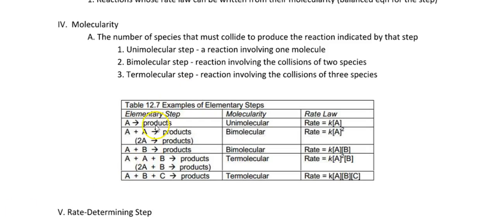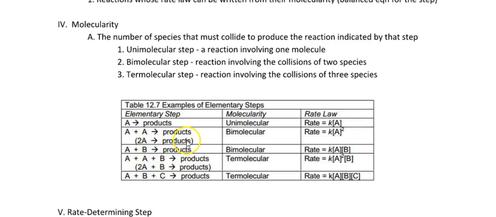So for the example here we have one reactant and you make products. Now you think, well, can two of the same reactants collide and make new products? No, that would be a bimolecular step. So it's a reaction involving the collision of two species. They can be either the same species or two different species. So notice right here, here's two of the same species and here's two different species.